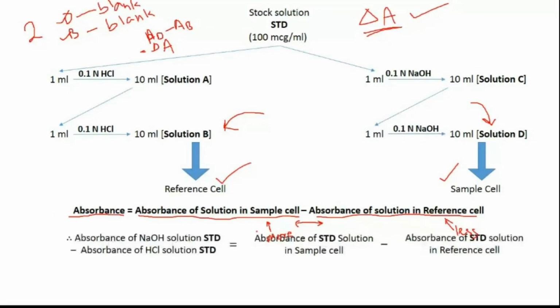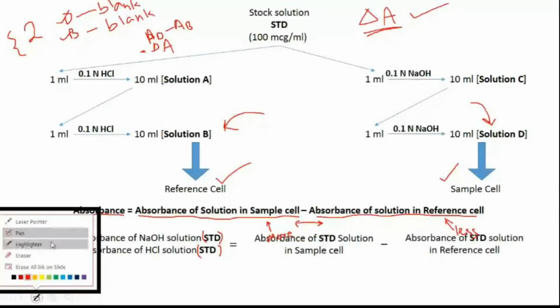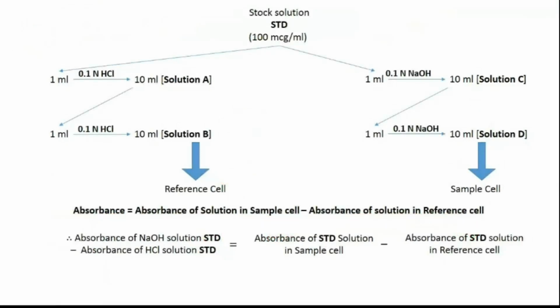So for me, the absorbance of NaOH solution of standard, here the bracket should have been written, minus the absorbance of HCl solution of standard is equal to the absorbance of standard solution in the sample cell minus the absorbance of standard solution in the reference cell. I hope you understood this statement. Actually it is repetitive, both left hand side and right hand side are actually the same, but I wanted to focus on this logic. Okay, so I will clear all the ink on my slide. I hope you understood. If you have any doubt, please ask me, or just type no doubt, so I will proceed. Excellent, there is no doubt.